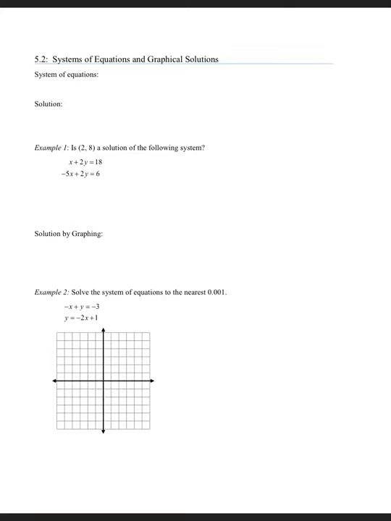Hello. With 5.2, we are talking about systems of equations and graphical solutions. So what a system of equations is, it's going to be two or more equations with two or more unknowns.